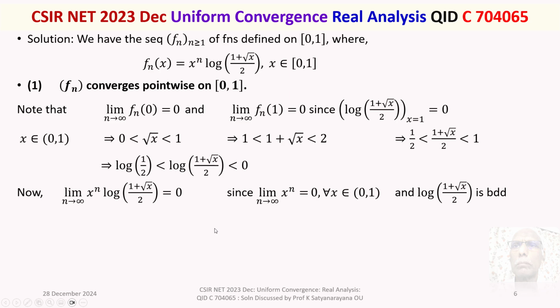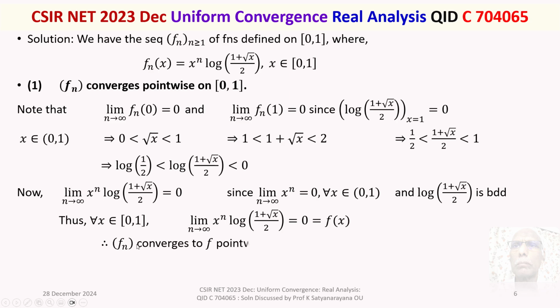So, Fn(x) converges pointwise on the closed interval 0 to 1 to a limit function f(x), where f(x) is 0 for all x belongs to 0 to 1. For all x belongs to the closed interval 0 to 1, the limit as n tends to infinity of x^n into log((1 + root x)/2) is 0, that is f(x). That is, the limiting function is f. So f(x) is 0 for all x belongs to 0 to 1. So the sequence Fn converges to f pointwise on 0 to 1, therefore option 1 is true.